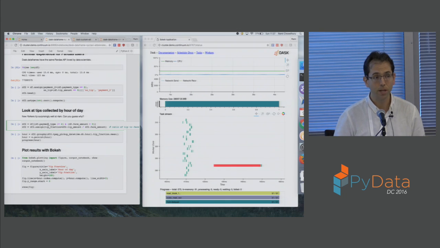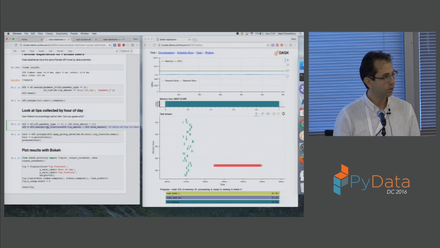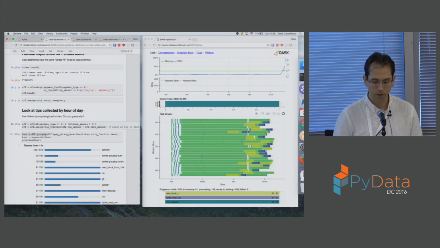Let's see how well New Yorkers tip. So we're going to throw out some bad rows in this line. We're then going to make a new column, which is the tip fraction. So is it a 20% tip for this ride or a 10% tip for this ride? Then we're going to group by the hour of the day, using some nice pandas datetime functionality. If people are familiar with pandas, this should look familiar to you. And we'll just ask the cluster to compute that for us.